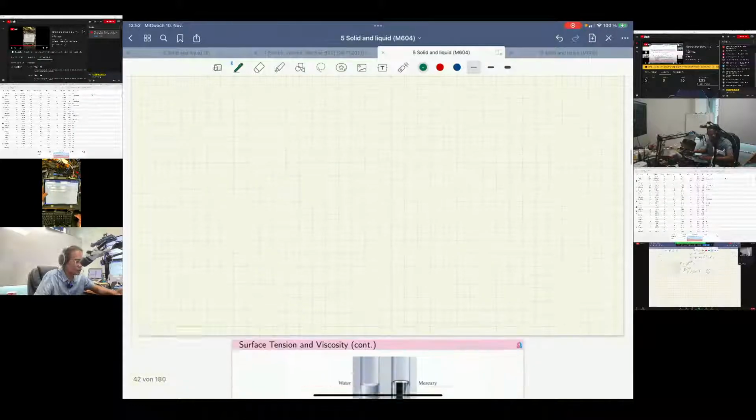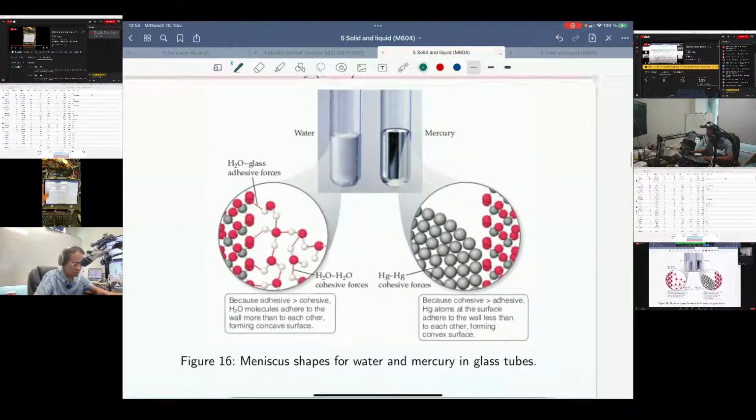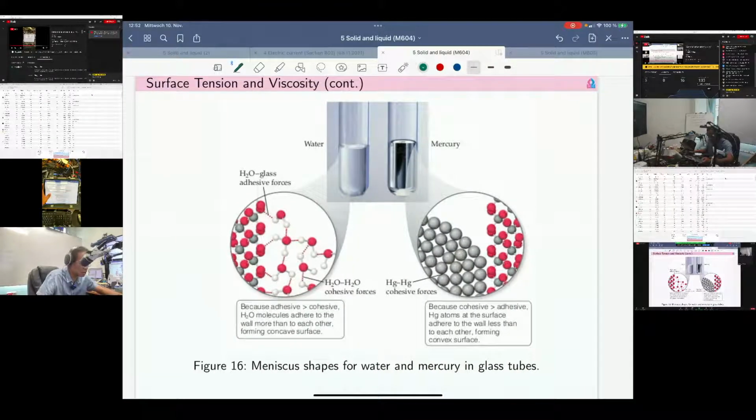Okay, so now let's go ahead with the more realistic effect of surface tension. Okay, surface tension is going to be considered quite long later on. All right. Yeah. What's next?